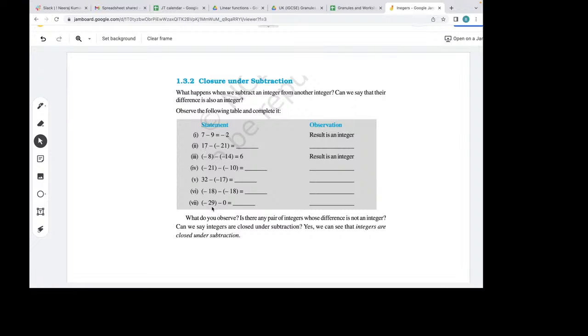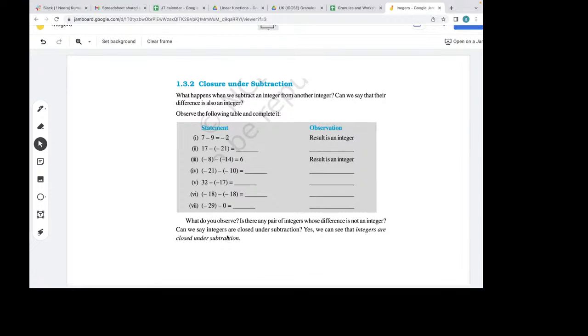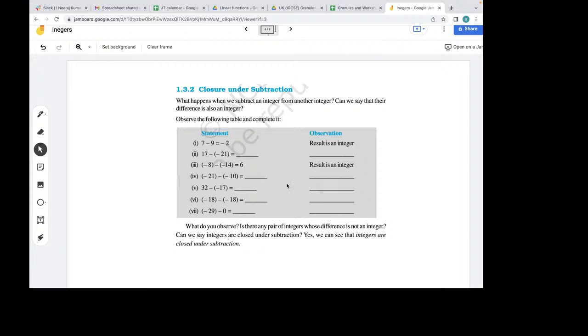If you subtract 0 from minus 29, you will get minus 29, which is again an integer. So again, if you subtract an integer from an integer, you are always going to get an integer only. So that proves that integers are closed under subtraction as well. So they follow the closure property of subtraction as well, subtraction and addition both. So I hope that is clear to all of you.